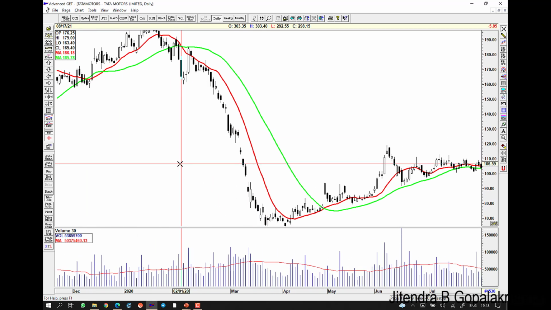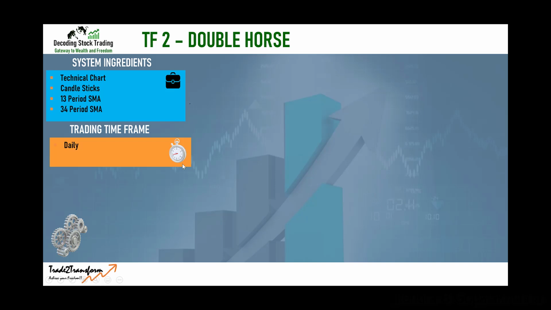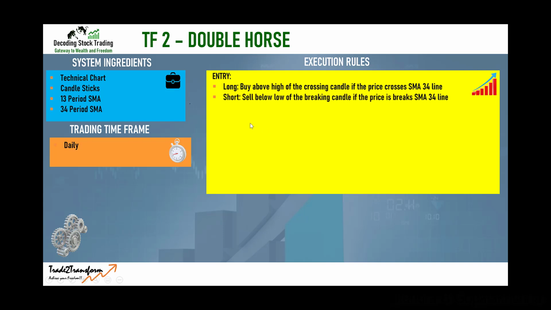Now let us understand the execution rules. What are the execution rules? Pretty simple. For entry, long: buy above the high of the crossing candle if the price crosses the 34 SMA line. If the price has to cross 34, then at that place you will buy. For short, you will short if the price goes below the 34 line. That is the short. Long and short we understood.